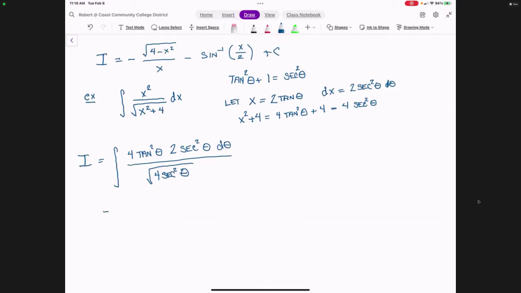Okay, so start cleaning this up here. We're going to have a 4 sitting outside. Then we're going to have a secant squared theta in the numerator. In the denominator, we're just going to have the secant of theta. So that's going to be 4 times the integral of secant theta.